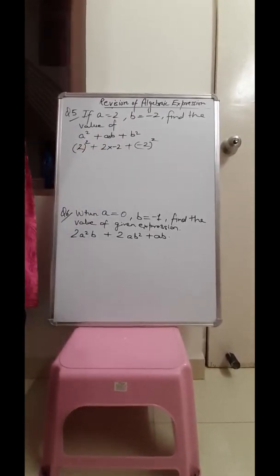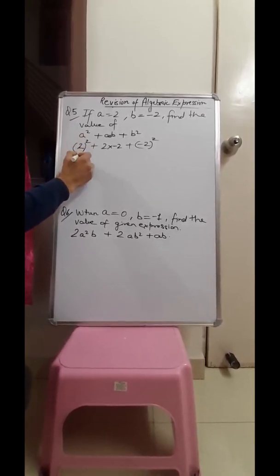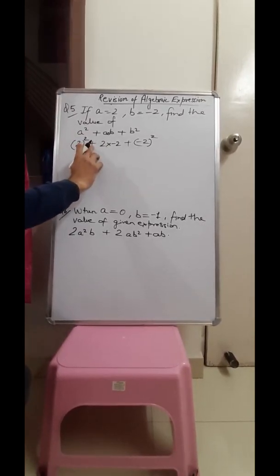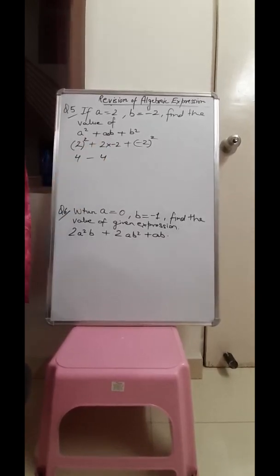Now we are going to solve the powers first. So 2 raised to power 2 means we have to multiply 2 two times. So 2 multiplied by 2 gives you 4. Then this is plus into minus, so 2 times -2 becomes -4.